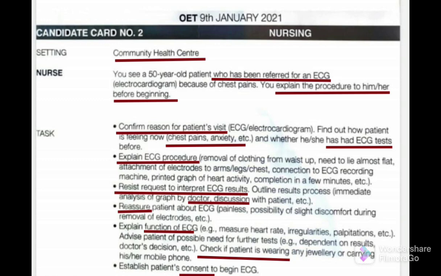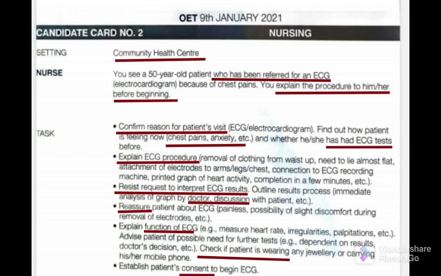You can imagine that in that sentence there may be a question from the patient, so you have to ask, do you have any concern? Then the patient may ask you, after the procedure will you explain to me, sister? Then you have to tell him that no, it's from the doctor. Then reassure the patient about the ECG: painless, possibility of slight discomfort during removal of electrodes, etc. This is regarding the procedure. Maybe he will ask you some concern about the procedure. Then you can underline reassure patient, painless, slight discomfort, like that.